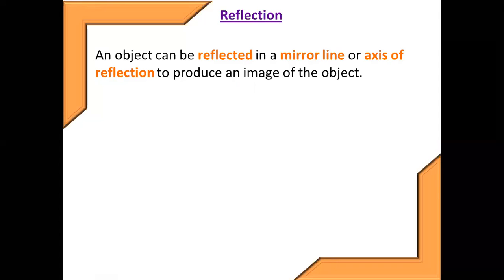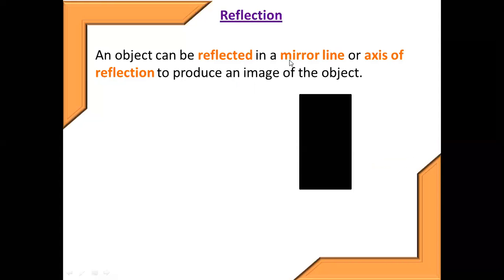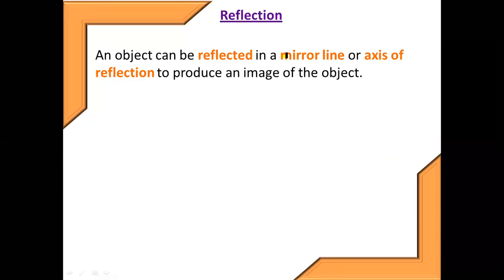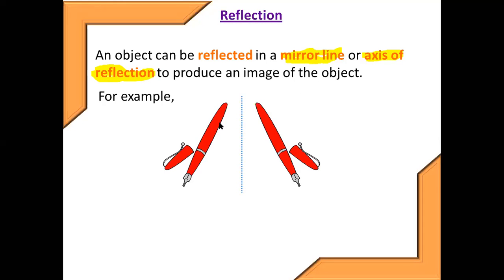An object can be reflected in a mirror line. Guys, this is the most important thing. Remember, when we talk about reflection, we talk about something called the mirror line, or the axis of reflection. Now if you stand in front of a mirror, you will see yourself. This is called reflection. Look at this pencil or this pen, and this is the image of it. This is called reflection, and this disconnected line is called the mirror line.